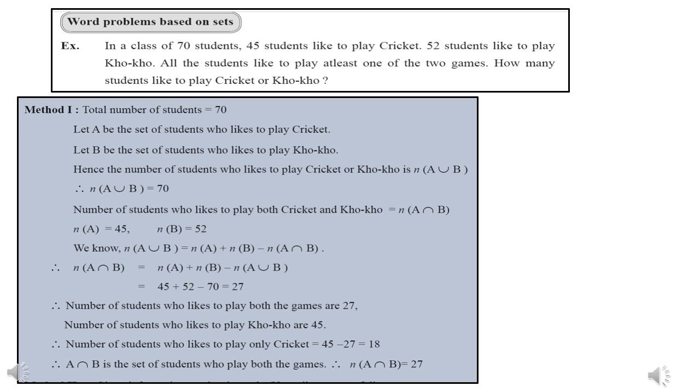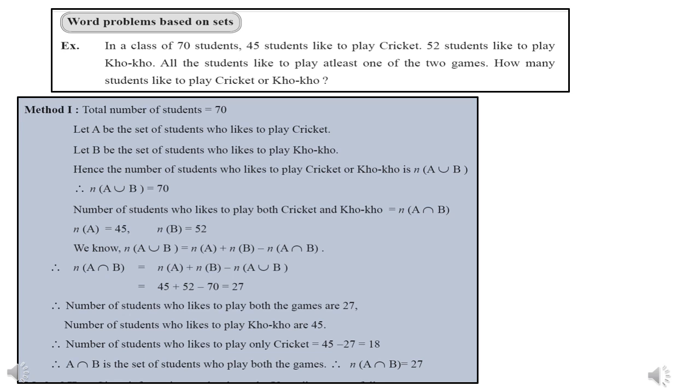Now they have given us that the total number of students is 70. So can I state that n(A union B) is nothing but 70? Correct? Next, they have given us that we have to find out how many of them like to play cricket or Kho-Kho.